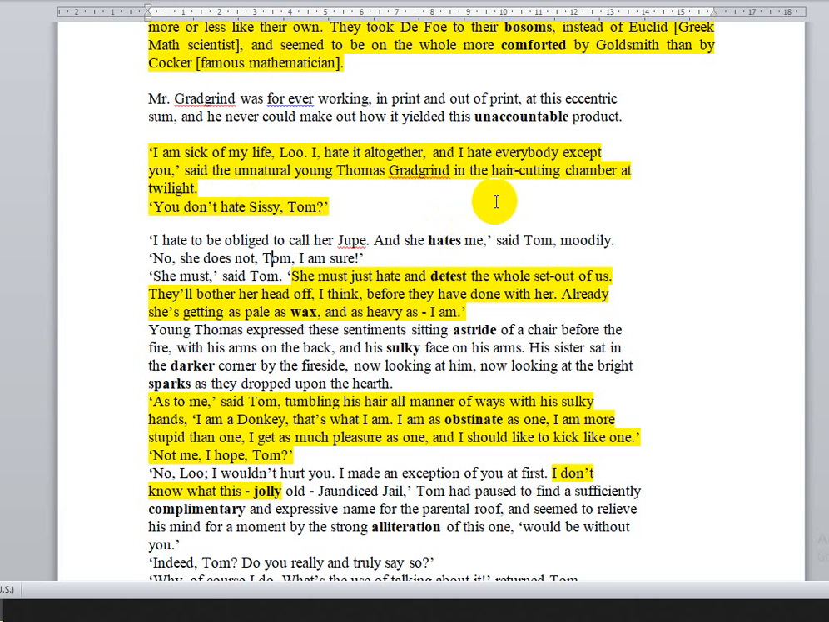I hate it altogether and I hate everybody except you, said the unnatural young Thomas Gradgrind in the haircutting chamber at twilight. You don't hate Sissy, Tom?